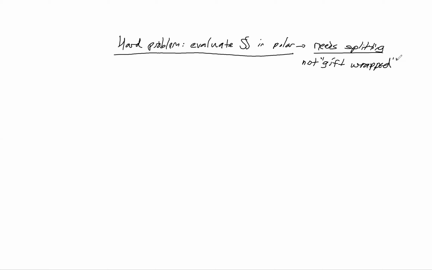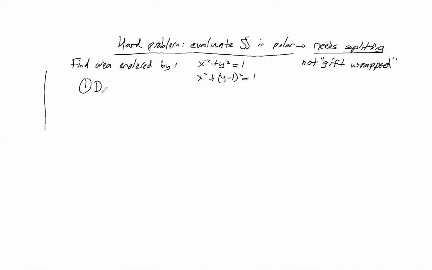So the problem, it's similar to one in the book, and it looks like this. Find the area enclosed by two curves. First we have x squared plus y squared equals 1, and next we have x squared plus (y minus 1) squared equals 1. If only that 1 wasn't there, then this should be a very easy problem. So let's break this down into several steps. The first step is just to draw the regions.